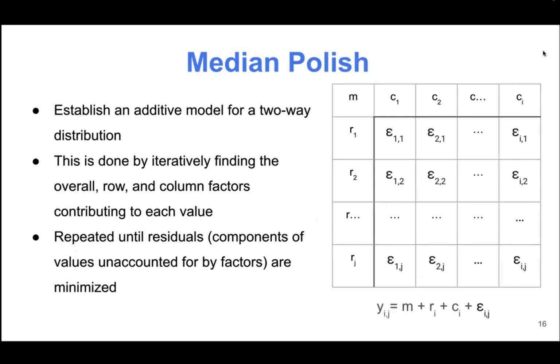Next up, we'll talk about median polish. This is a method that we use to establish an additive model for a two-way distribution. So if we're looking at our matrix where we have genes as rows and samples as columns, the goal of this is to make an equation where essentially for each value, we can think of the value as a sum of the overall effect of the matrix, the overall effect of the row that value is in, the overall effect of the column that value is in, and then some residual value.